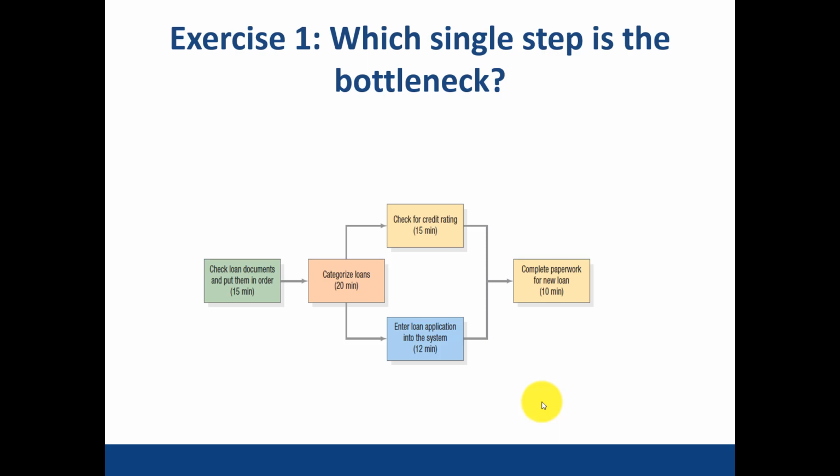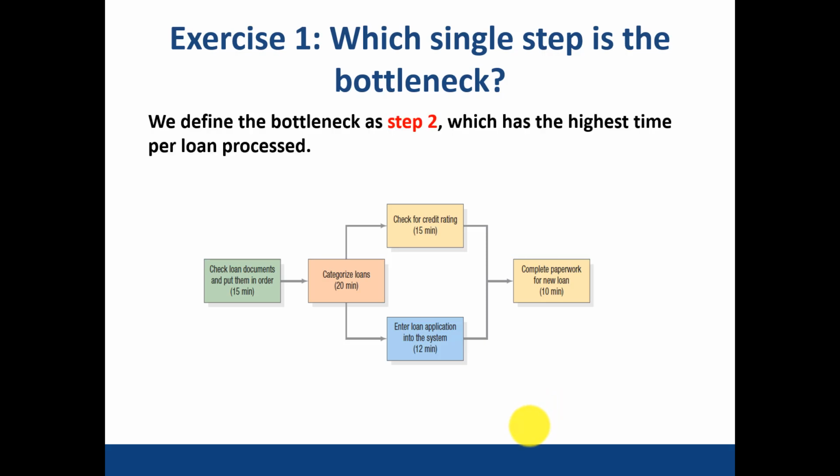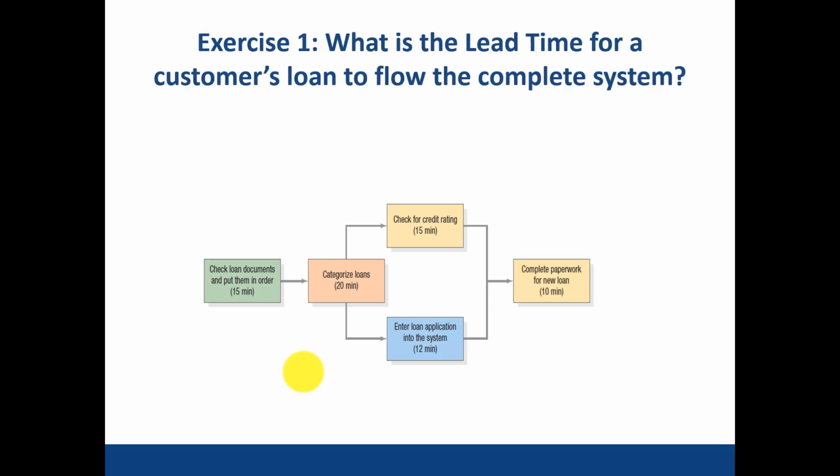That is right. So you have all these 5 steps and the bottleneck is step 2, because that is the slowest step in the whole system. And if you remember well, that is going to define the speed for the whole system and hence the capacity for the system, how many loans we can process in a given time. Okay, so step 2 is the bottleneck.